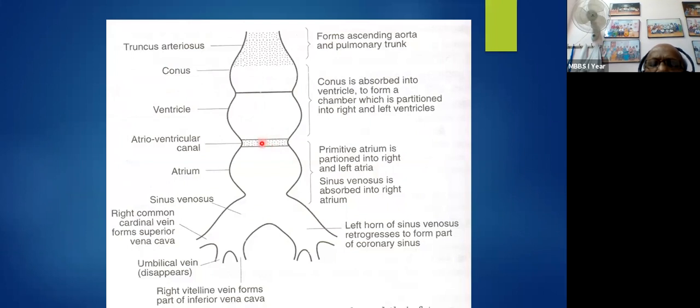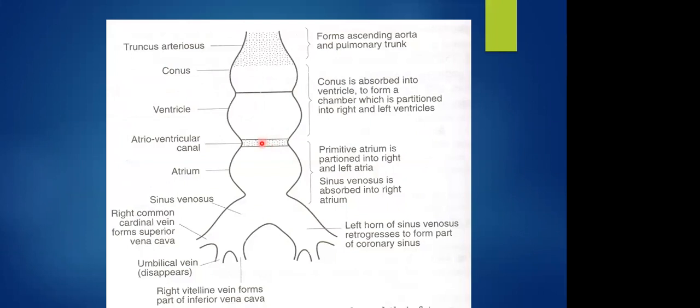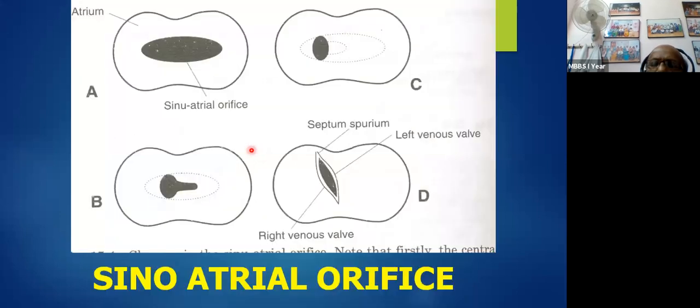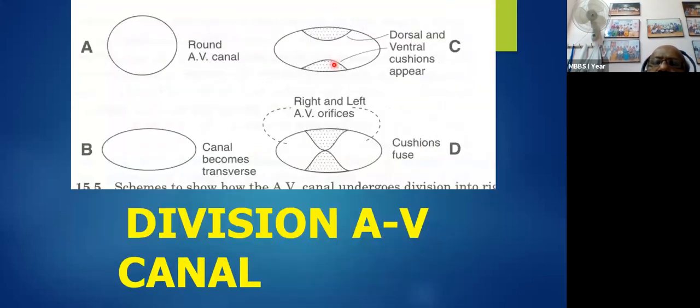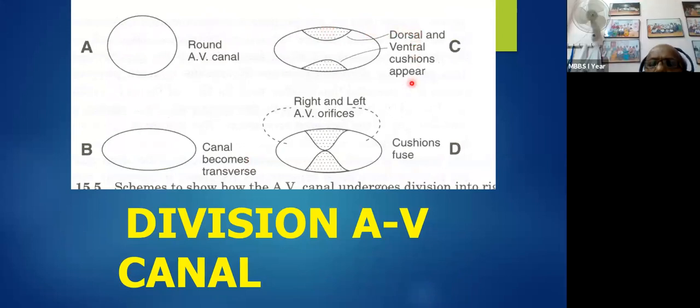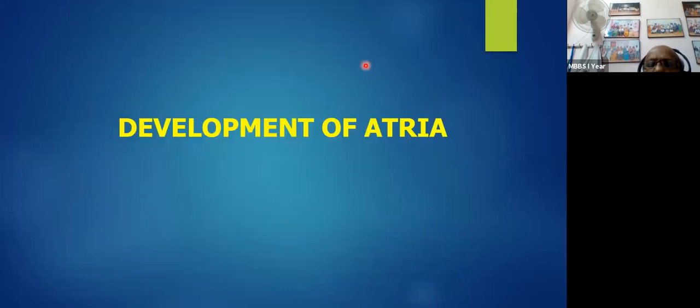One cushion will be on the anterior aspect, the other on the posterior aspect. So both will fuse, and automatically it will be separated into right half and left half. It is nicely given here. One is in the anterior wall, the other in the posterior wall, so ventral and dorsal AV cushion. Both getting fused means it will be divided into right half and left half. So the atrioventricular canal is also getting separated.